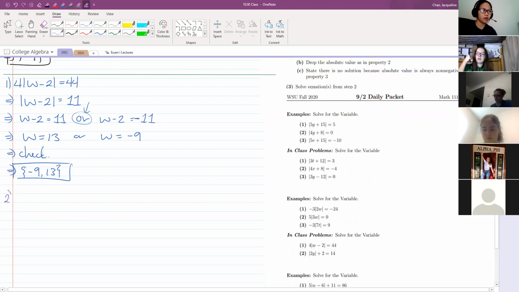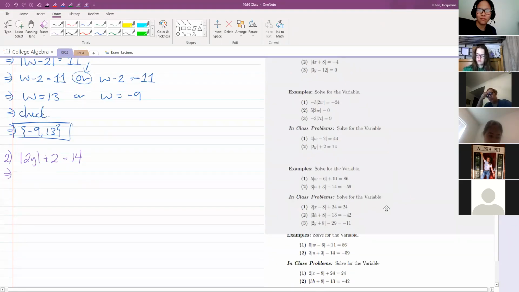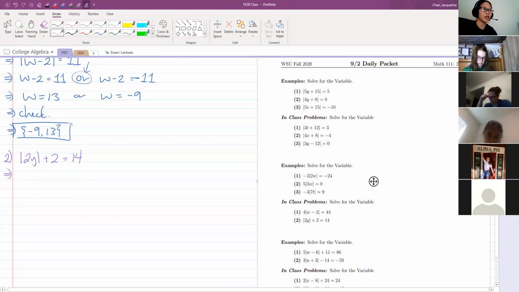So now the second problem, we are given the absolute value of 2y plus 2 is equal to 14. Okay, what do we do first? Subtract 2. Yeah, we're going to subtract 2 from both sides. We want to isolate the absolute value. In order to do that, we gotta get rid of that extra stuff. What can I do next?